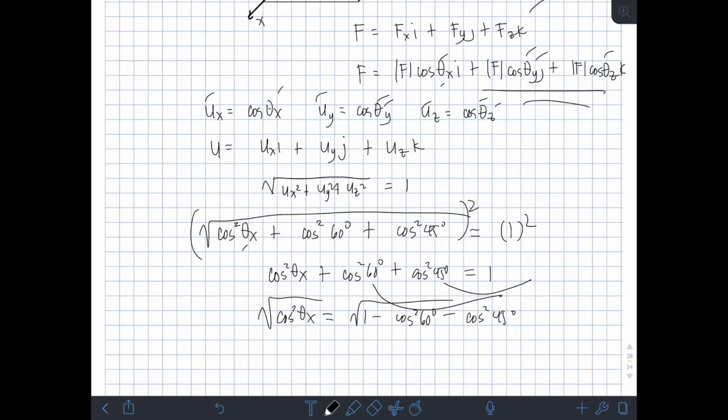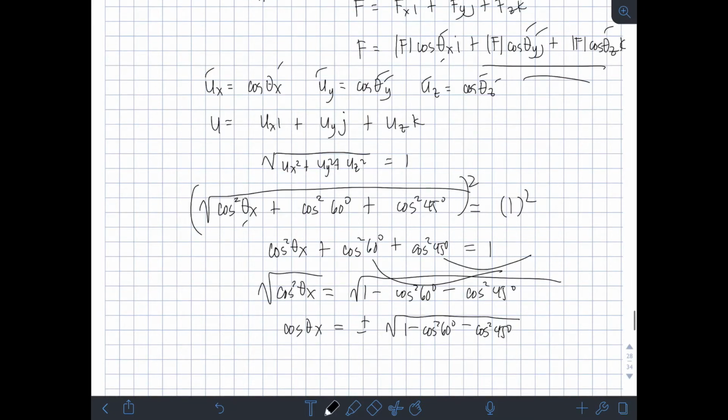Then, square root both sides, we have cosine theta x is equal to plus minus square root of 1 minus cosine squared 60 degree minus cosine squared 45 degree. Okay? So, meron tayo dito ang cosine theta x is equal to what? Using calculator.